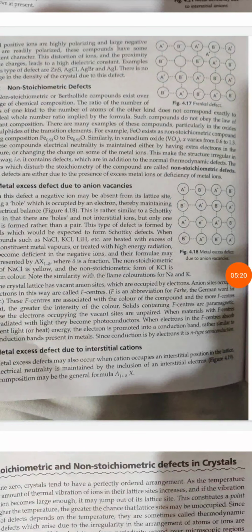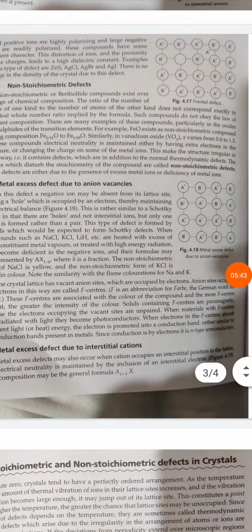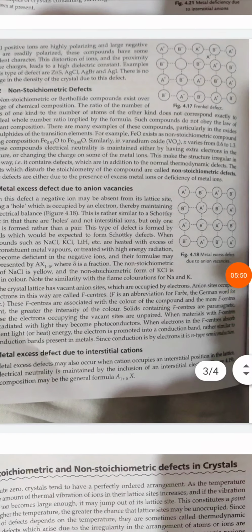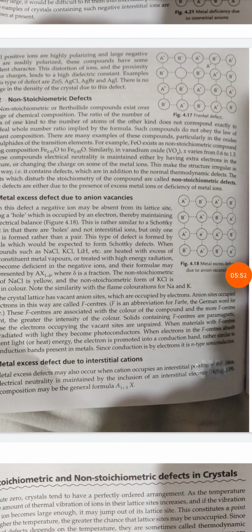Such compounds do not obey the law of constant composition, and there are many examples of these compounds, particularly in the oxides and sulfides of the transition elements. For example, FeO exists as non-stoichiometric compounds having composition Fe0.91O to Fe0.95O. Similarly, in vanadium oxide VOx, x varies from 0.6 to 1.3.